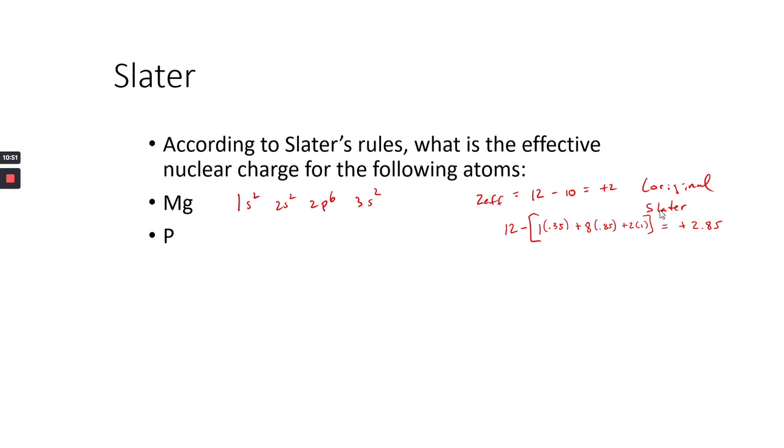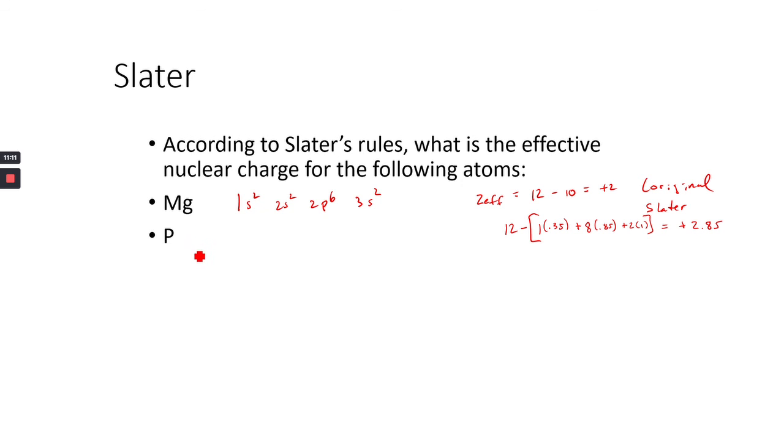So it is close, but there is some adjustment here. What Slater considered is that not all electrons are repelling the same way. It depends on how close your electrons are to the electron that you are interested in, and then it depends on how close they are to the nucleus.